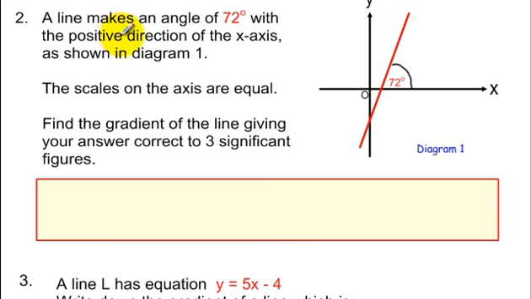We're asked to find the gradient of this line, and it makes a 72-degree angle with the positive x-axis. Now, to find the gradient of the line when we know this angle, all we need to do is to work out the tan of the angle, so the tan of 72 degrees. And tan 72 to three significant figures is 3.08.